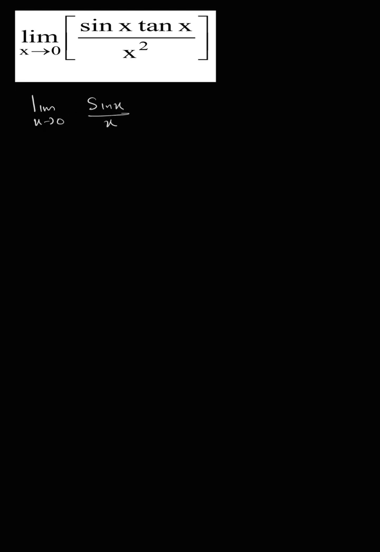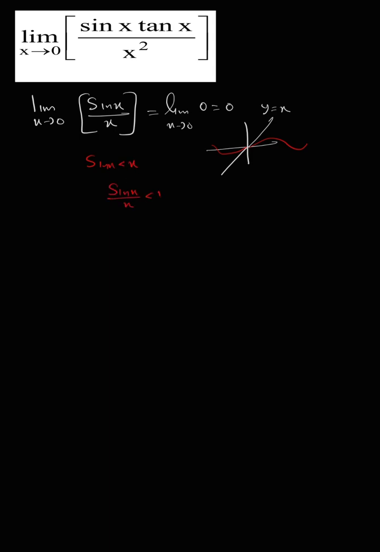What is this? This is obviously 1. We all know that. But what about this? This is limit x tends to 0, 0. Because this is y equal to x, and this is y equal to sin x. So in the right side of 0, sin x is less than x. So sin x by x is less than 1. So its step will be 0. So this one we know.